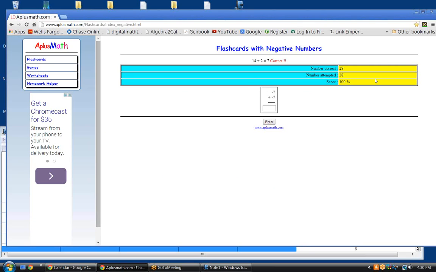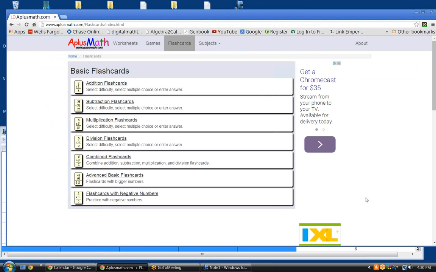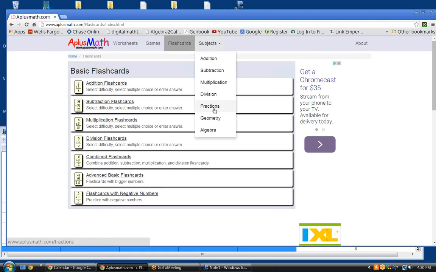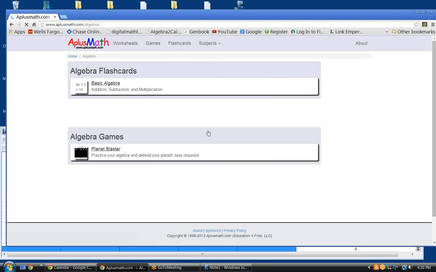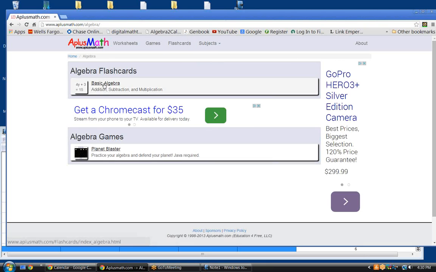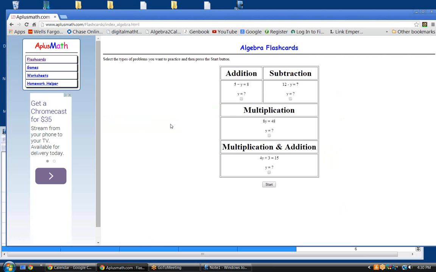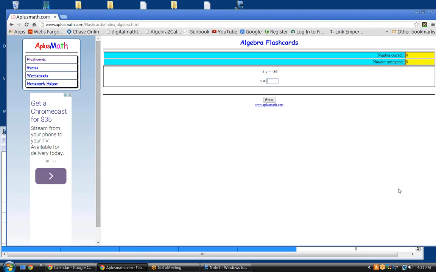Alright, let's see. Flashcards with negative numbers. Let's see if they have any algebra flashcards. Don't see any. Subjects. Algebra. Perfect.